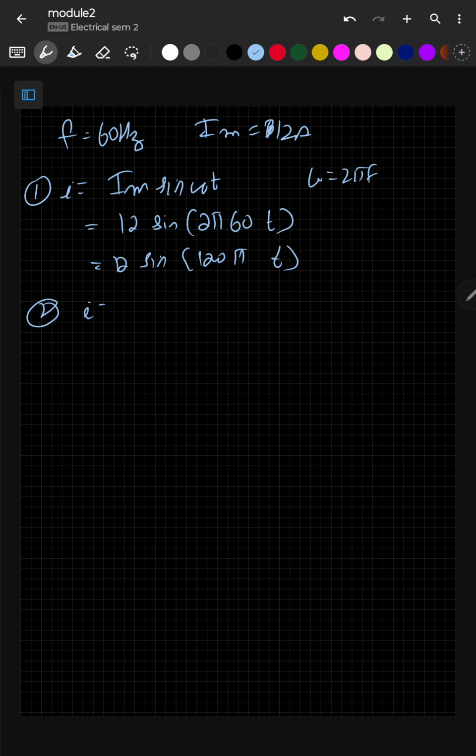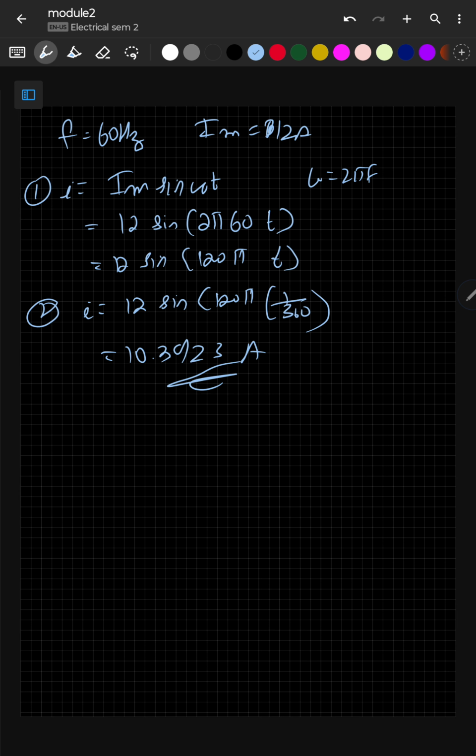So next, I equals 12 sine 120 pi times 1 by 360. That becomes 12 into sine of 120 into pi by 360. So I am getting the answer as 10.3923 ampere. Next: time taken to reach 9.6 ampere.